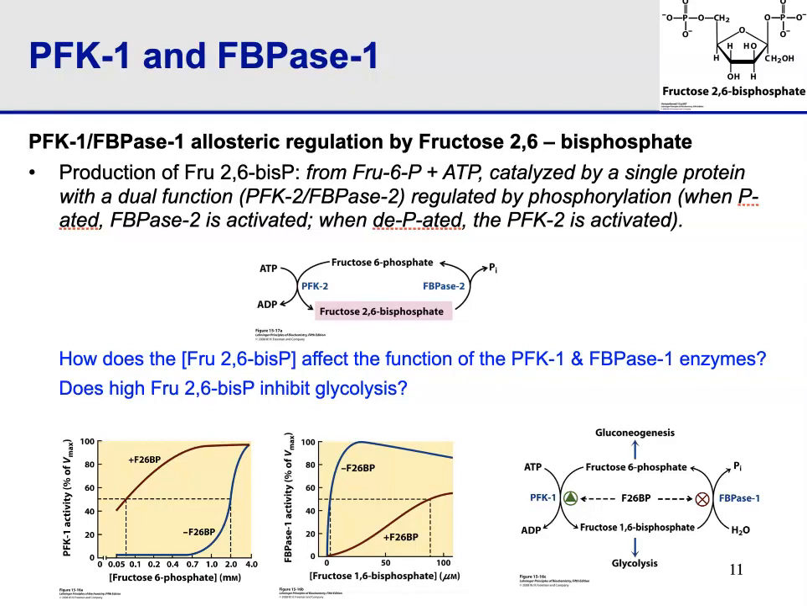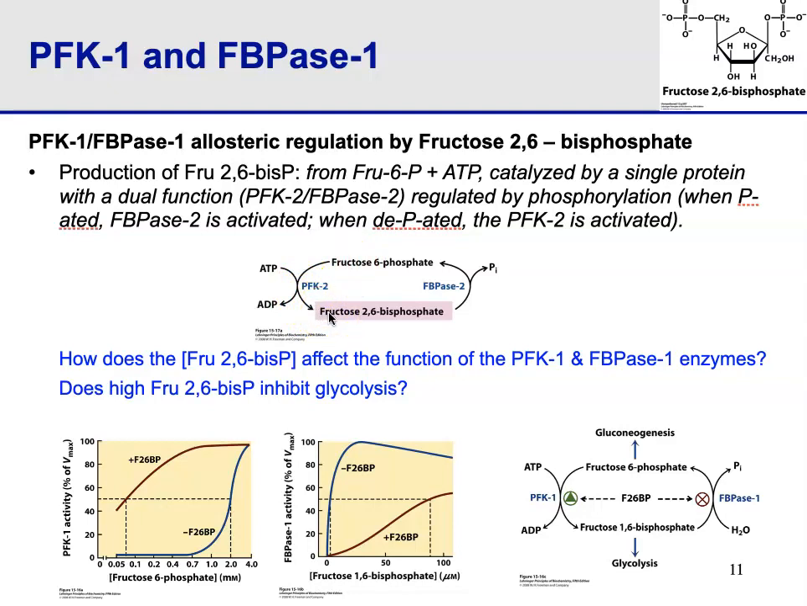This is a metabolite that is produced by one protein, but that enzyme has a dual function. If the enzyme is phosphorylated, it acts as FBPase2, which degrades fructose 2,6-bisphosphate to fructose 6-phosphate. If the enzyme is dephosphorylated, it acts as PFK2, which converts fructose 6-phosphate to fructose 2,6-bisphosphate.